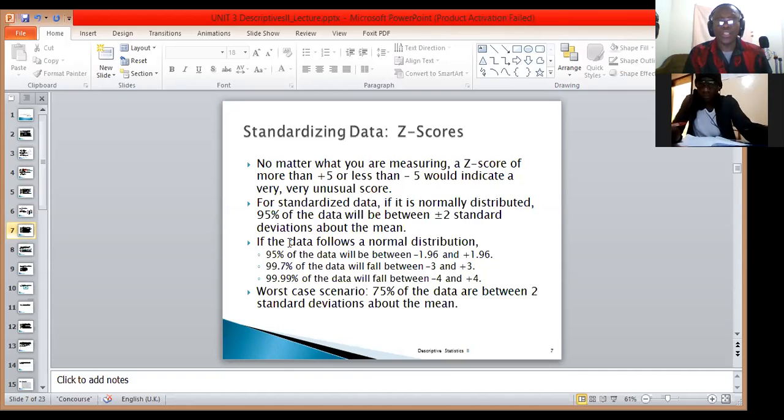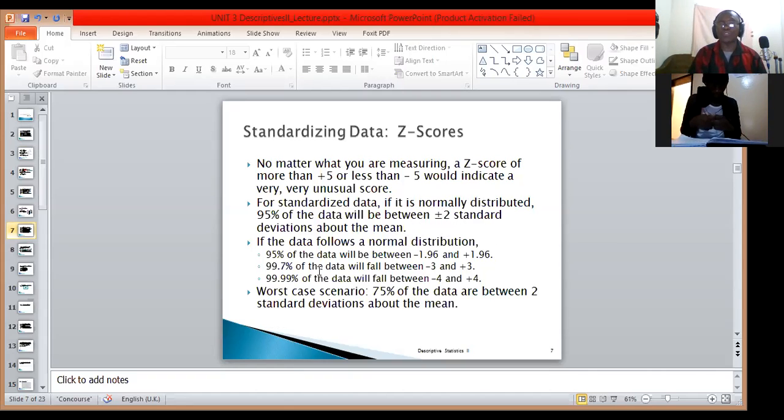So here we are told that if the data is normally distributed, 95% of the data will be plus or minus 2 standard deviations from the mean. So if the distribution is 95%, then the data will be between plus or minus 2 standard deviations. They have just given us these assumptions.